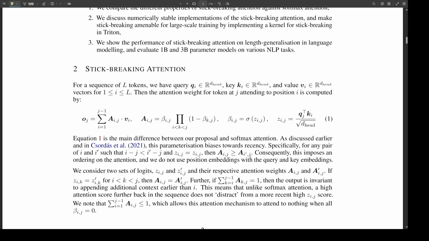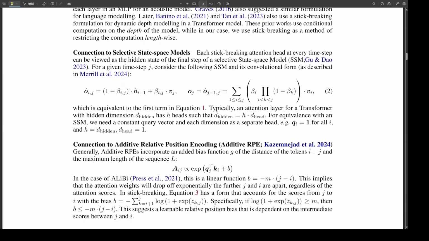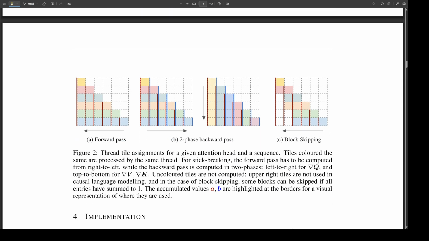They came up with a two-phased approach for the backward pass, essentially calculating things in two steps instead of one. A bit complex under the hood, but it allows stick breaking attention to work with the efficiency of flash attention. Clever. So they've got flash attention working in reverse to accommodate stick breaking.